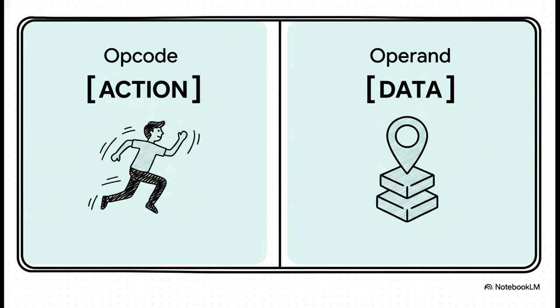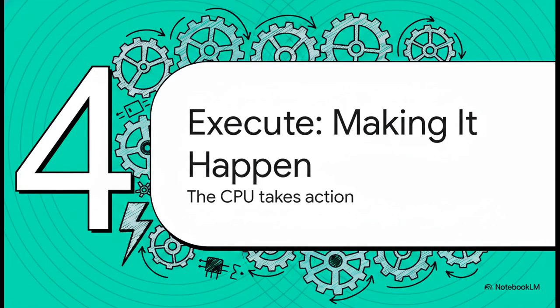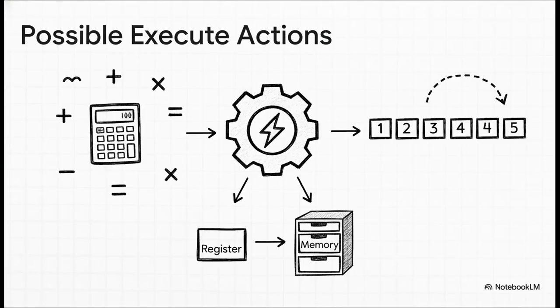It's the control unit's job to split this up and understand the plan. And this, of course, brings us to the final beat of the cycle, execute. We've fetched the instruction, we've decoded it. Now, it's time to actually do the thing. The execute stage can look pretty different depending on the instruction. If it's a math problem, the task gets sent to the arithmetic logic unit, the ALU, to get crunched.